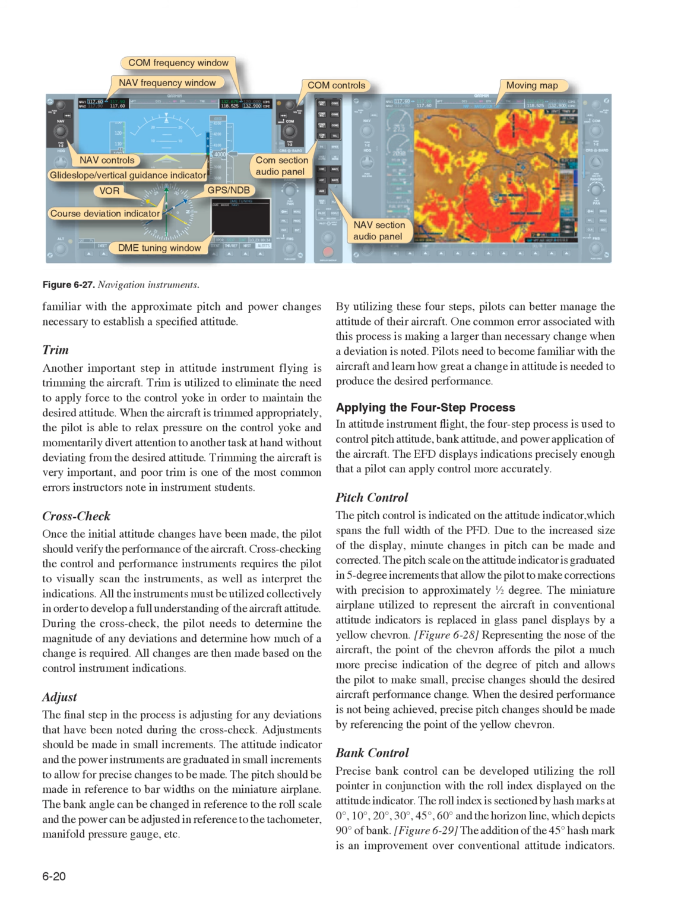Adjust: the final step in the process is adjusting for any deviations that have been noted during the cross-check. Adjustments should be made in small increments. The attitude indicator and the power instruments are graduated in small increments to allow for precise changes to be made. The pitch should be made in reference to bar widths on the miniature airplane. The bank angle can be changed in reference to the roll scale, and the power can be adjusted in reference to the tachometer, manifold pressure gauge, etc.